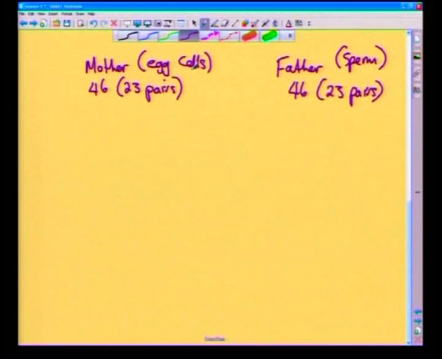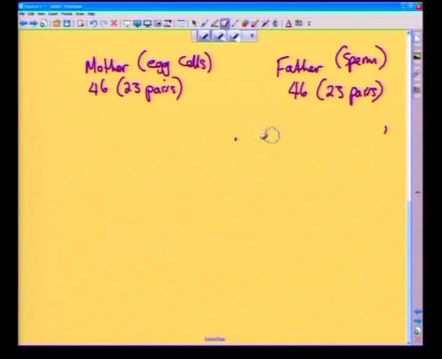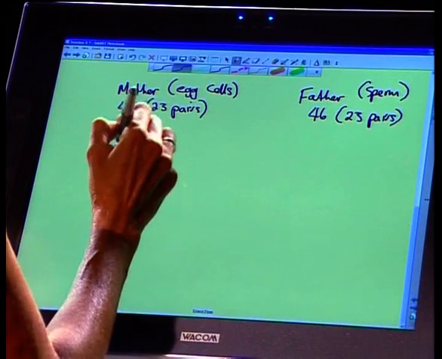So if I want to add 23 and 23 together, so 23 pairs plus 23 pairs, I'm going to end up with 46 pairs, and that's going to be something very strange. It's going to be like an alien. We can't have that. So we say, no, no, no. The body is incredibly intelligent, and it fixes all of this. It says, that can't happen. That can't be. We need to halve.